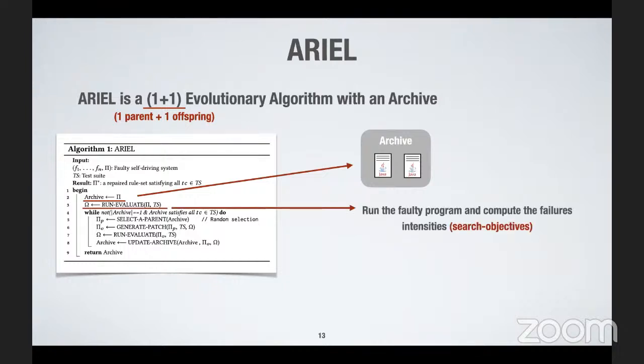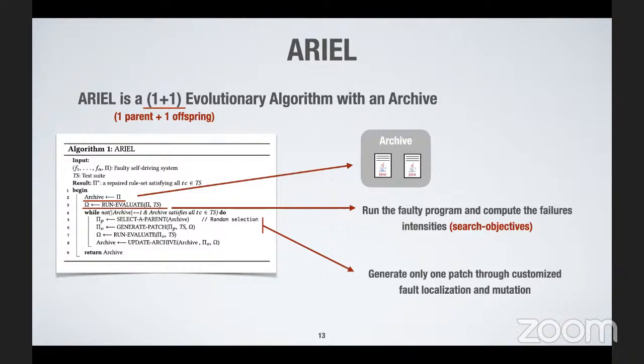The initialization starts by running the existing program, the faulty program, with the test suite, and then we compute all the failing assertions. Those assertions correspond to the search objectives. And we apply a set of rules to transform every assertion into an actual heuristic with a gradient, which is, for example, the distance between the cars, the distance from the pedestrian, or the speed compared to the maximum speed limit.